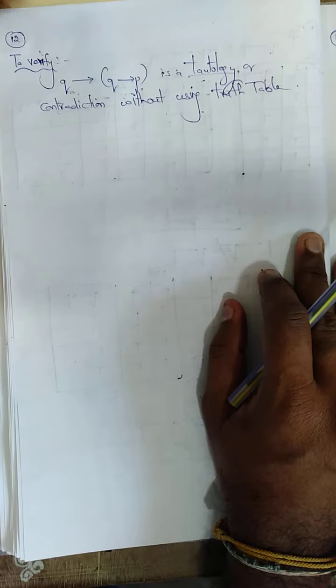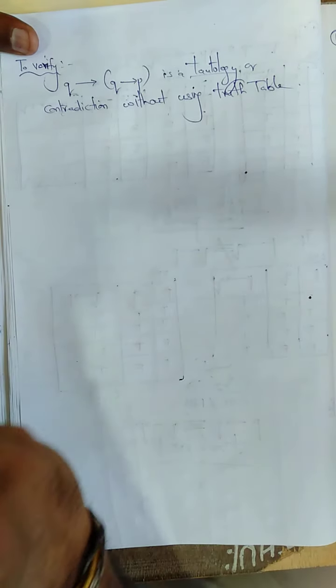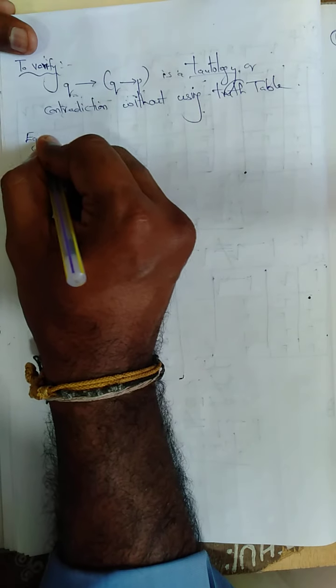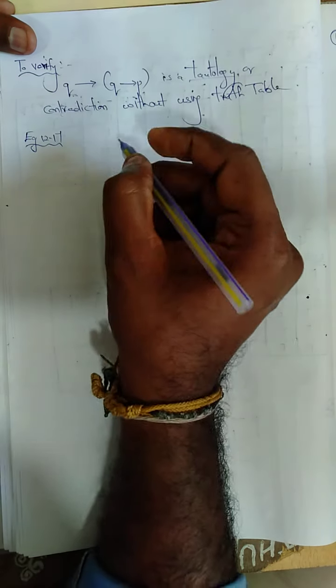Now we should not use a truth table. Instead of using a truth table, I need to prove this. For this I need only one key point. What is the key point? This is in example 12.17. If you look at example 12.17, it will be there.